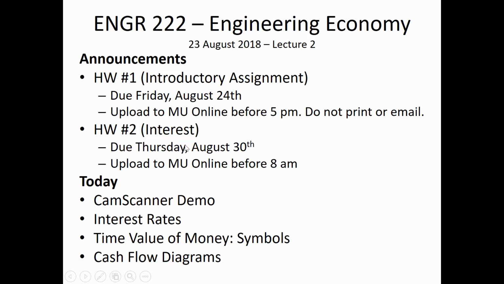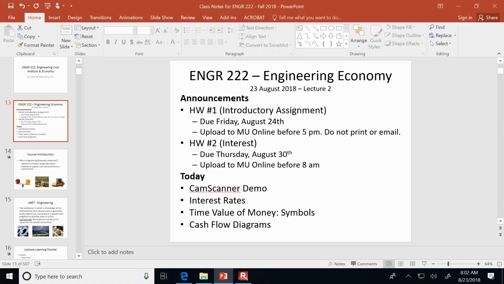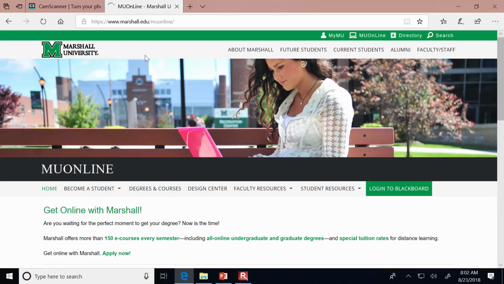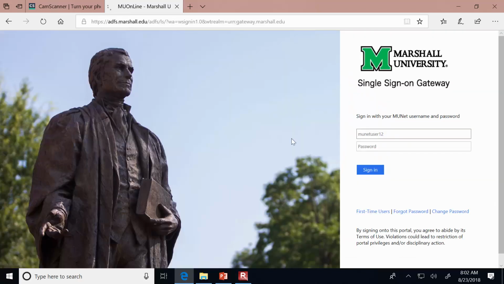Okay, your second homework assignment related to interest is going to be due a week from today. The submission deadline is a little bit different from that one. Although you've got until 5 p.m. on Friday for the first assignment, you need to submit all the rest of them through the semester before class on the date indicated. So that's due on Thursday the 30th at 8 a.m. And the PDF for that is on MU Online. If we go to our course web page, I'll show you where you can find it. Same place as the first homework assignment.